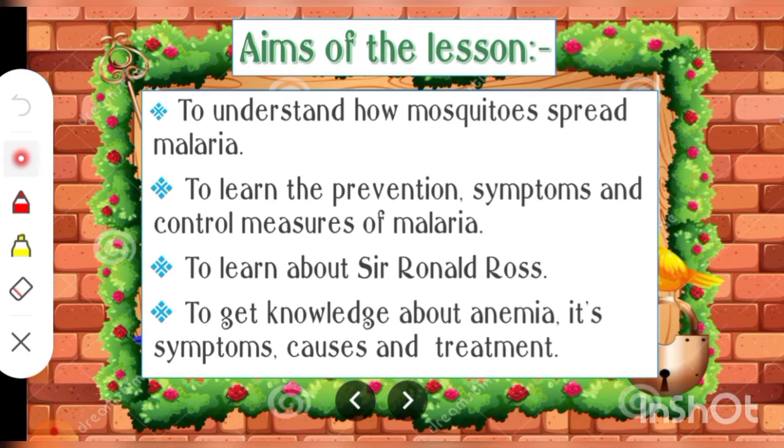Before starting with the chapter, let us discuss the aims of the lesson. To understand how mosquitoes spread malaria. To learn the prevention, symptoms, and control measures of malaria. To learn about Sir Ronald Ross. To get knowledge about anemia, its symptoms, causes, and treatment.